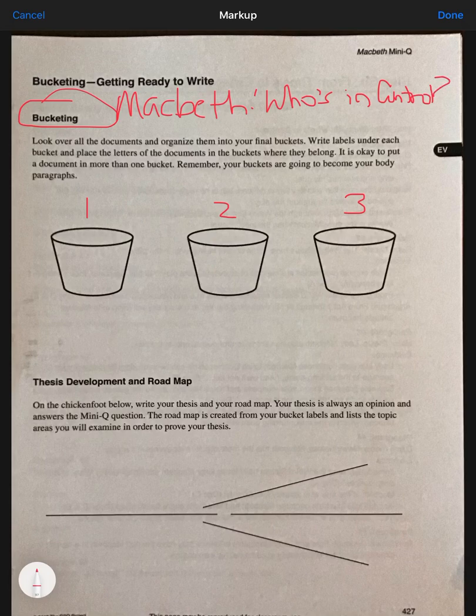So if the first paragraph was going to be about the Weird Sisters having some control over Macbeth, then you know that the documents that we read would have been document A, document D, and document E. Those documents talked about the Weird Sisters' control over Macbeth. So you know that in body paragraph 1, all you would do is focus on those documents, and that's all you would cite in that paragraph.